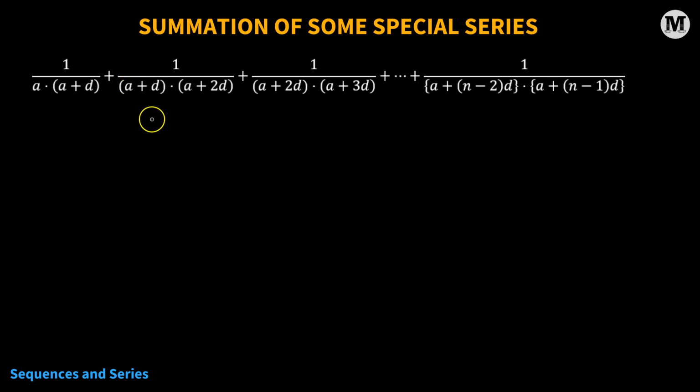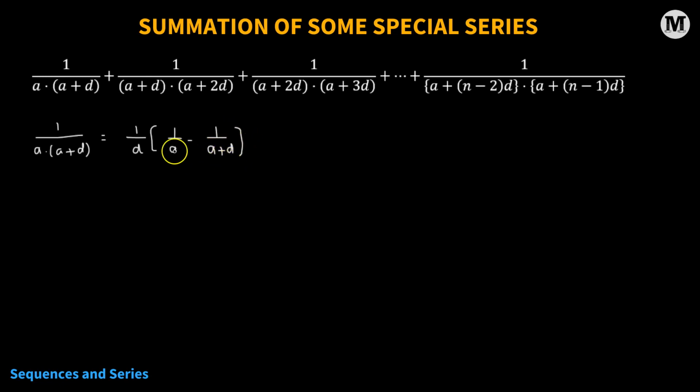So here we have a very special type of series. Now let's try to understand the first term here. So here we have 1 over a multiplied by a plus d. Now this is a single fraction, but we can decompose it into two partial fractions. If we consider 1 over d as the common factor, and to it we multiply 1 over a minus 1 over a plus d.